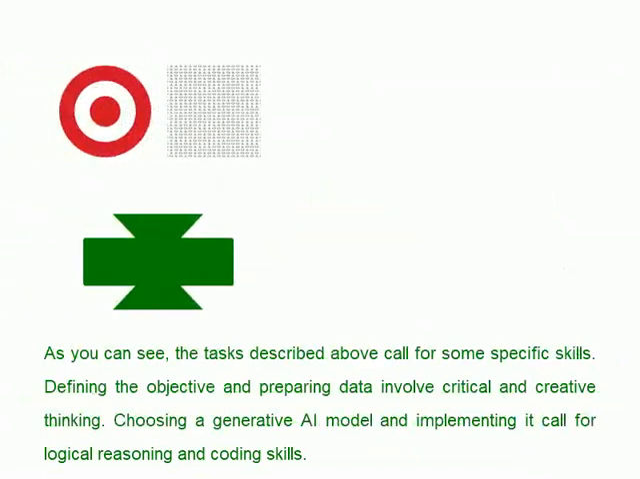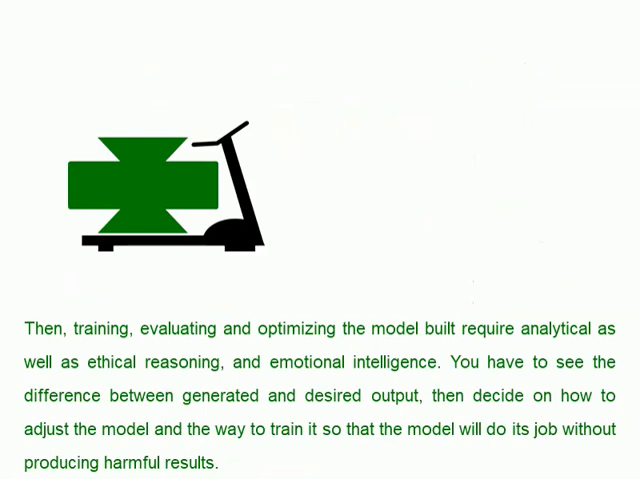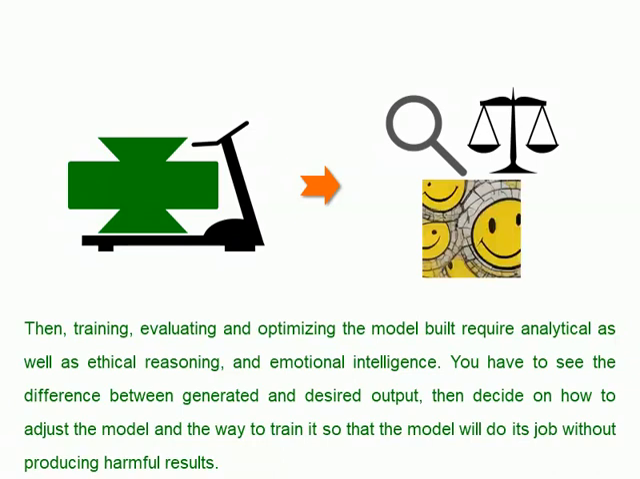As you can see, the tasks described above call for some specific skills. Defining the objective and preparing data involve critical and creative thinking. Choosing a generative AI model and implementing it call for logical reasoning and coding skills. Then, training, evaluating and optimizing the model built require analytical as well as ethical reasoning and emotional intelligence. You have to see the difference between generated and desired output, then decide on how to adjust the model and the way to train it so that the model will do its job without producing harmful results.